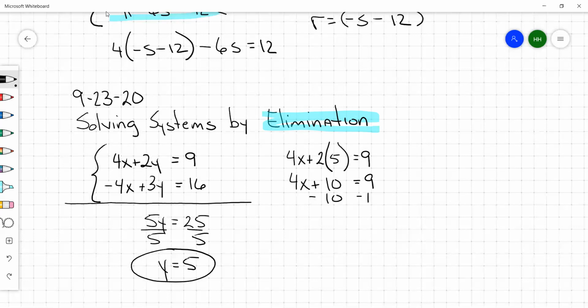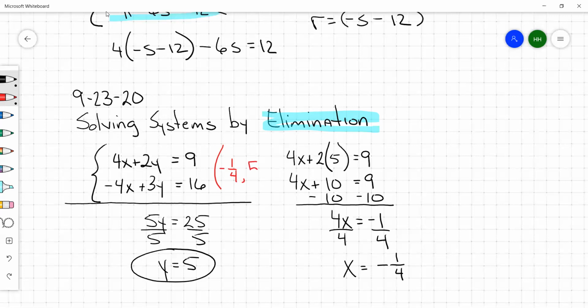Subtract 10 from each side. 4x equals negative 1. And divide both sides by 4. And x equals negative 1/4. So if you were to graph these two lines, they would intersect at negative 1/4 and 5.